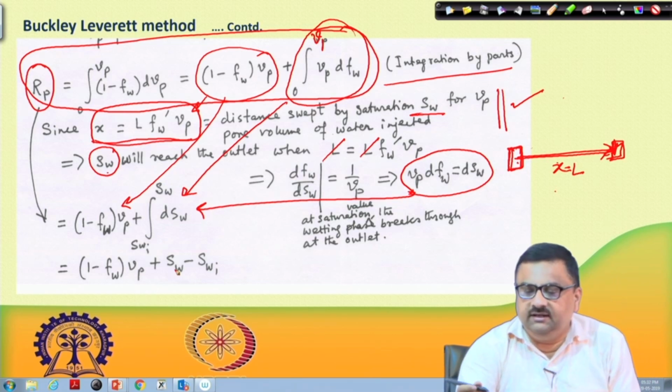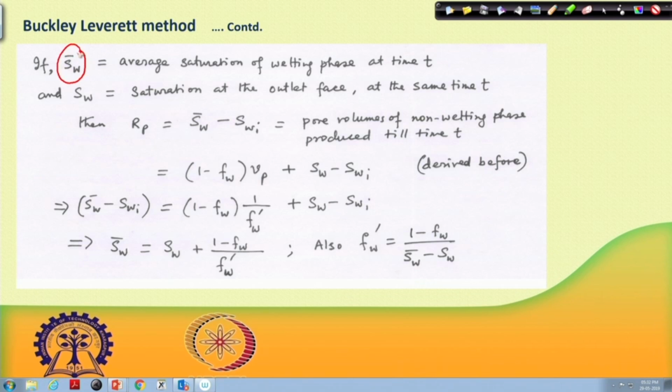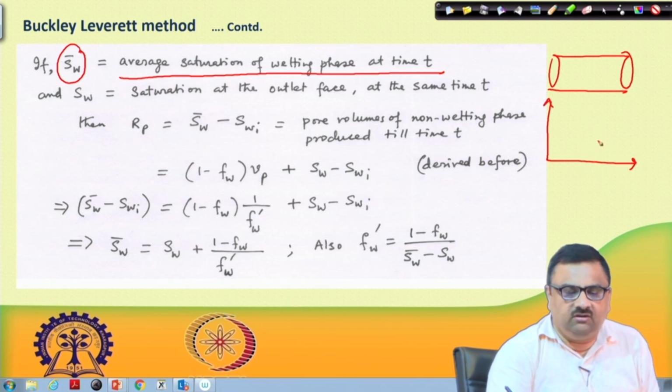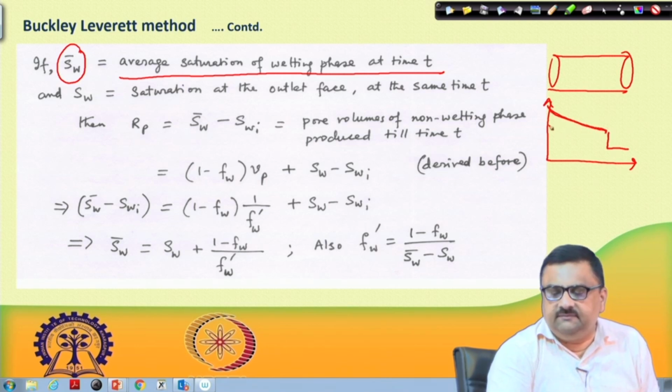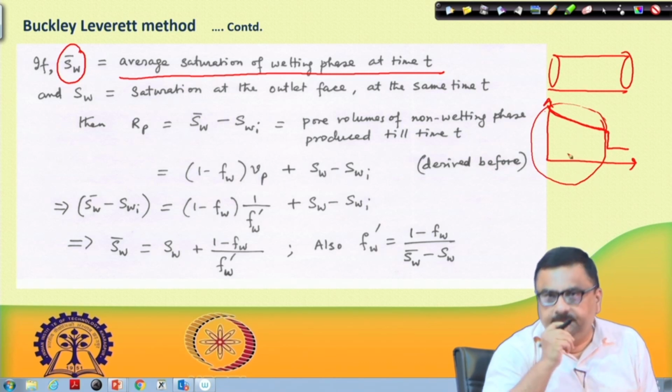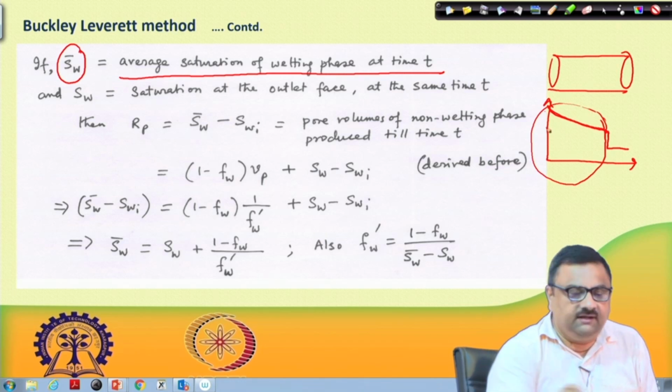Now, let us quickly define Sw bar, that is the average saturation of wetting phase at time t. What does this mean? This is the core, and when we plotted the saturation, suppose the Buckley-Leverett front is here. If somebody wants to find out what the Sw bar is, the average saturation of water over this particular part where the Buckley-Leverett front has already travelled, that value is here.